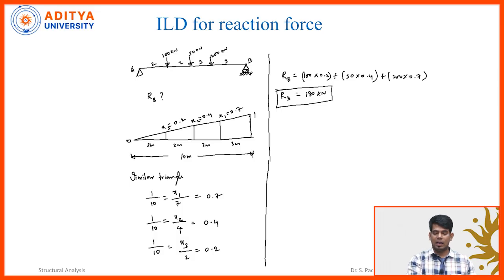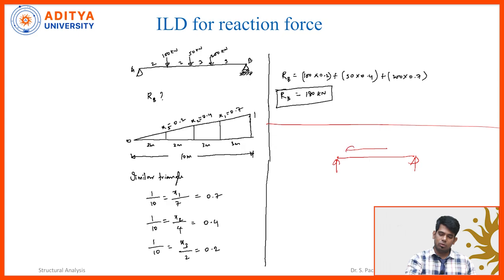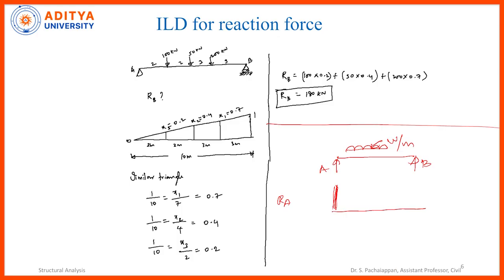This is the diagram. I will tell you one simple trick to remember the shape of the diagram. For example, this is our given beam. Consider some load moving, which is W per meter. This is support A and support B. We need to calculate the reaction forces RA and RB. If you want to calculate the value of RA, then at point A we have the maximum ordinate and at B it will be 0. This is the ILD for RA.